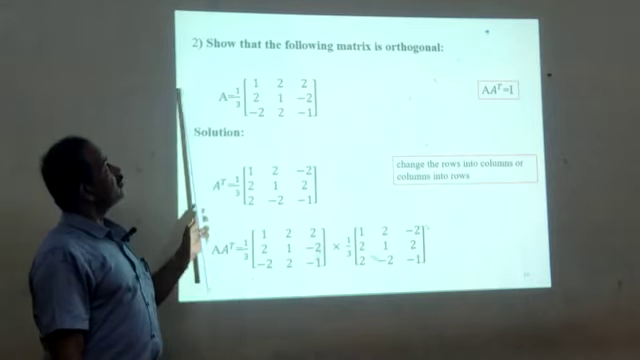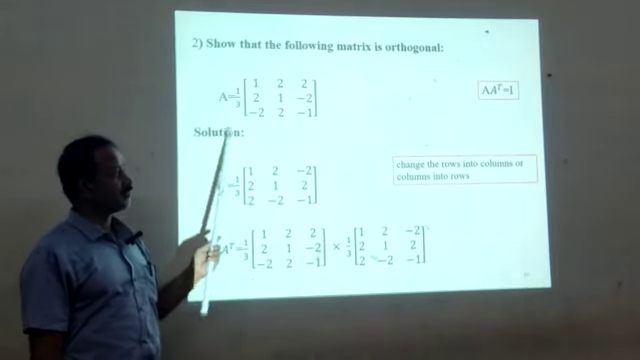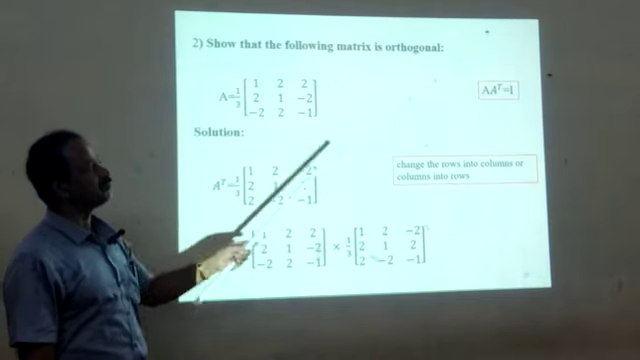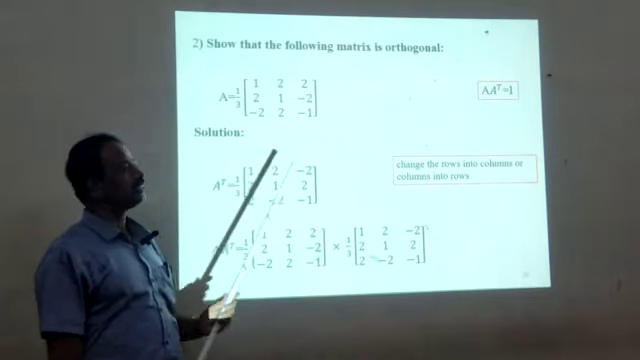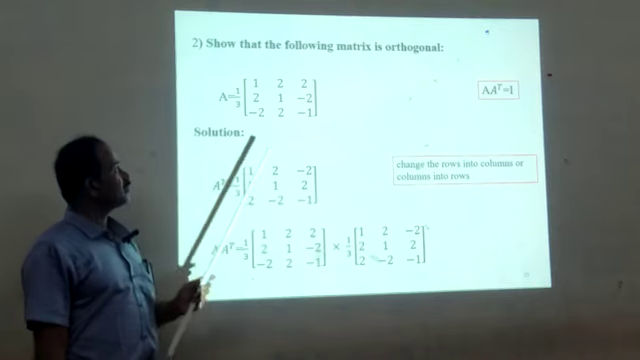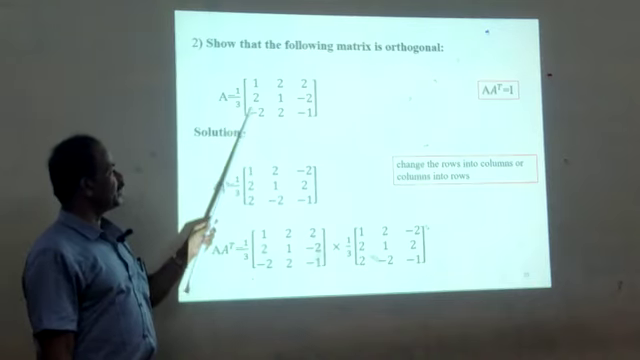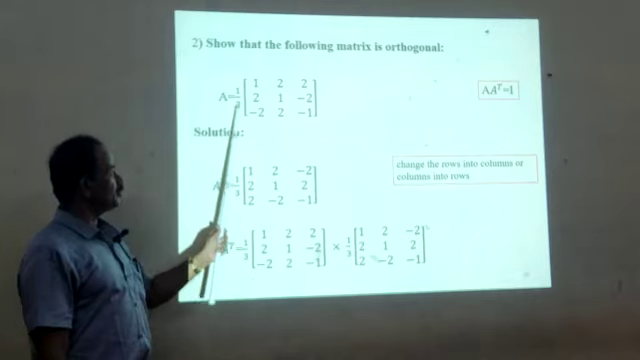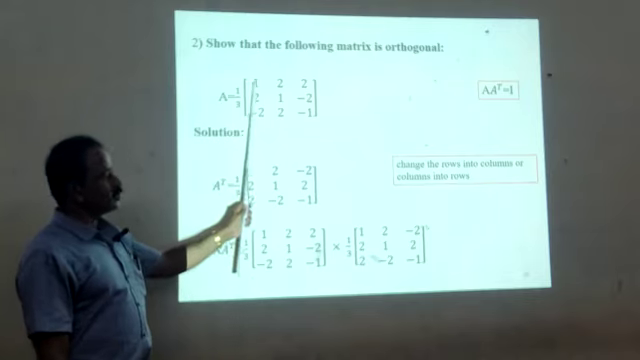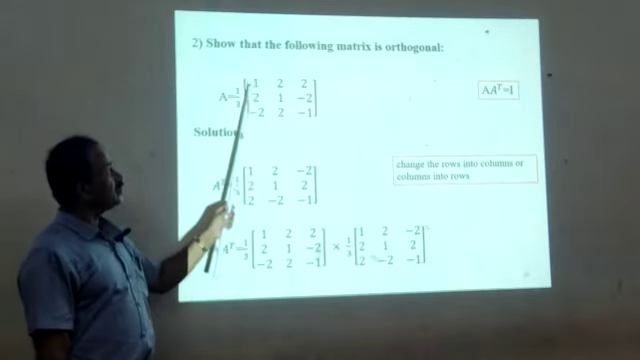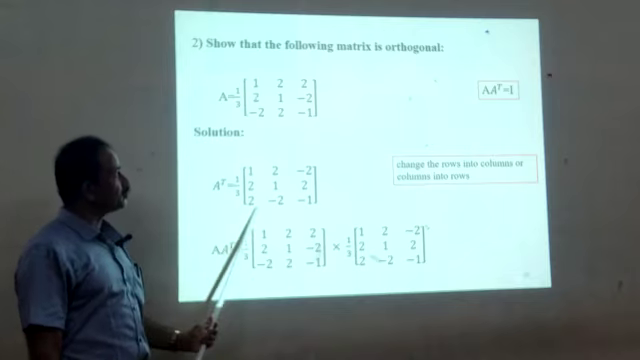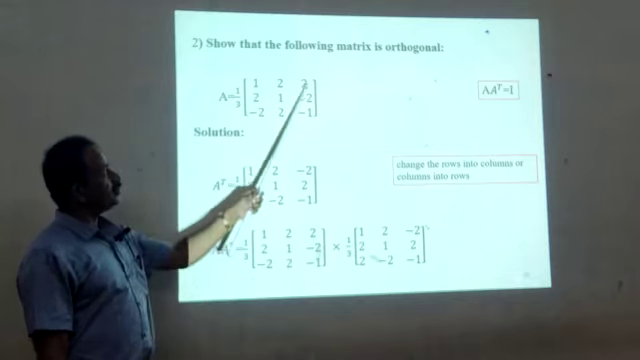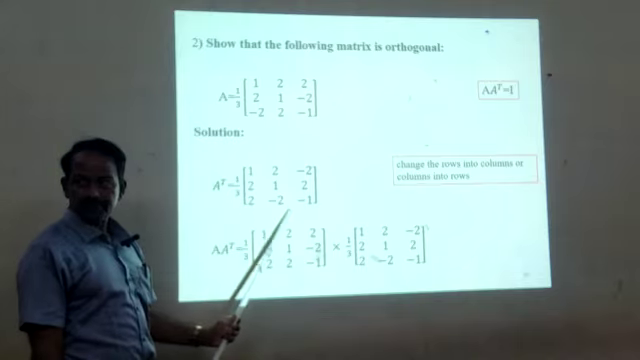The last one is: show that the following matrix is orthogonal. So we are going to find out whether this matrix is orthogonal or not. Again, A transpose A equal to I will give you an orthogonal matrix. We have matrix A given, and we are going to transpose it. The factor 1 by 3 stays as it is. Change rows into columns and columns into rows. So 1 2 2 gives 1 2 2, the second will be 2 1 2, and the third will be 2 minus 2 minus 1.